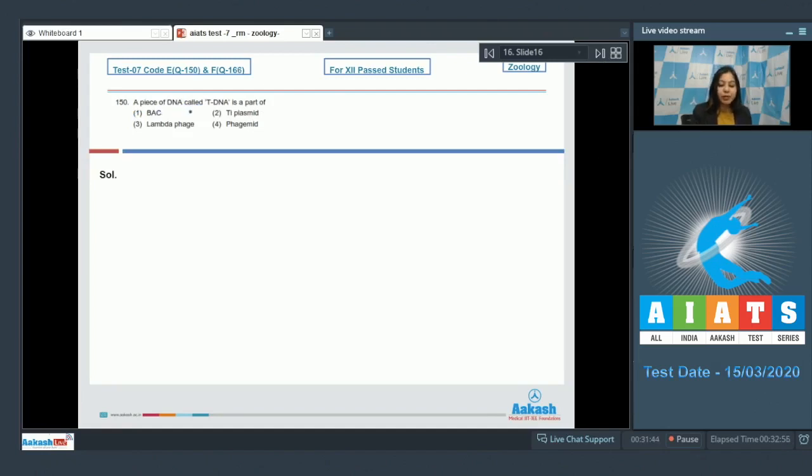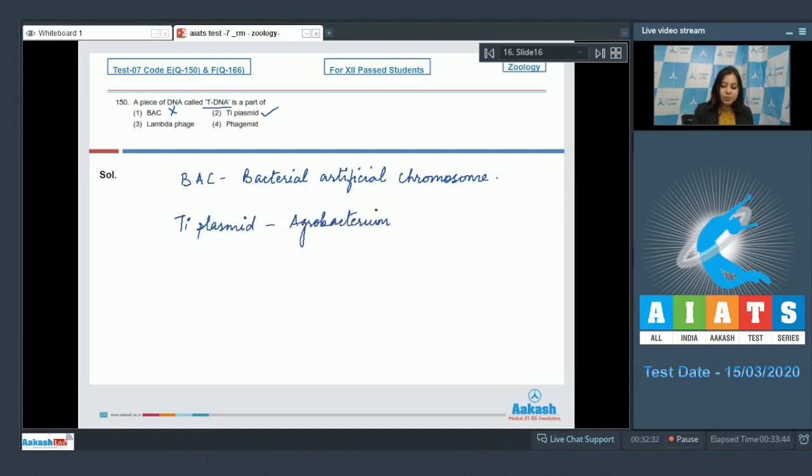Question number 150. A piece of DNA called tDNA is a part of BAC, that is bacterial artificial chromosome. Number 1 is incorrect as tDNA is not a part of BAC. Number 2, TI plasmid is the correct answer. TI plasmid is the plasmid of Agrobacterium tumefaciens. This TI plasmid contains tDNA, which is responsible for its pathogenicity. As we know, that TI plasmid is responsible for causing crown gall tumor in dicots.